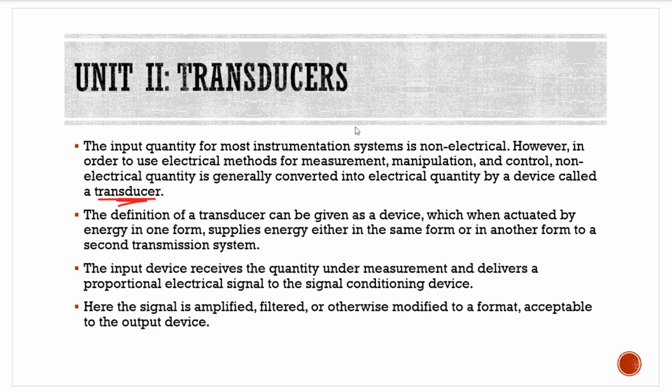So input device will receive the quantity under measurement and deliver a proportional electrical signal to the signal conditioning device. The signal will be later on amplified, it will be filtered or modified to a format that is acceptable to the output device. Right? So simply transducer converts one form of energy that is mostly going to be non-electrical in nature to another form of energy that is going to be electrical in nature.